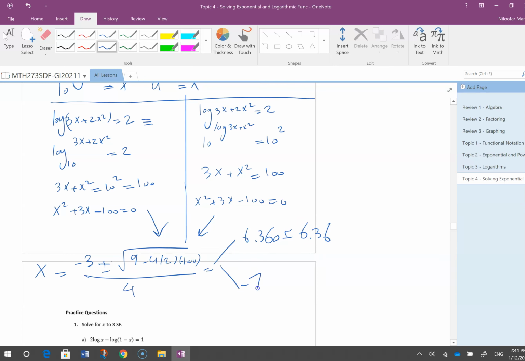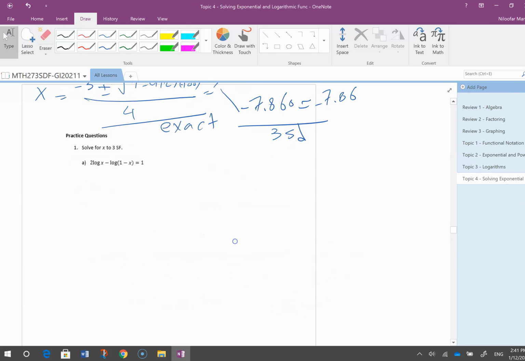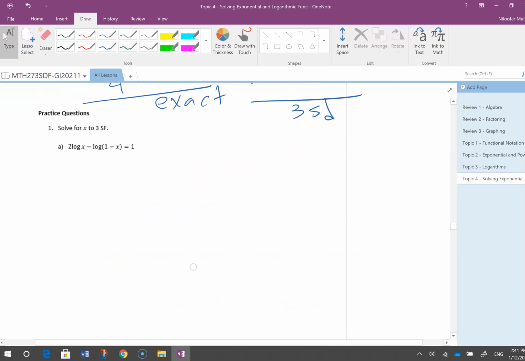and minus 7.860, which is almost minus 7.86. So remember, if I leave it this way, that's exact. But if I want to do these to 3 significant digits, I'm rounding, I'm using my calculator. Okay, so another question. Here, yes, I can practice.